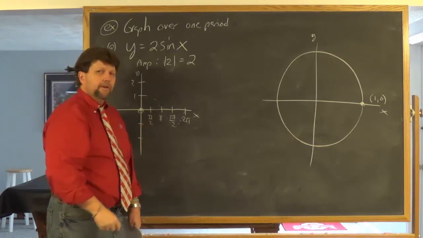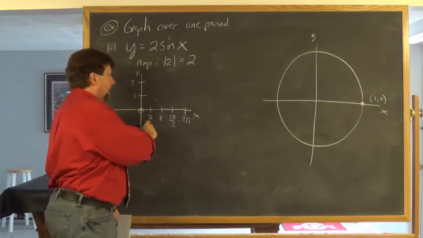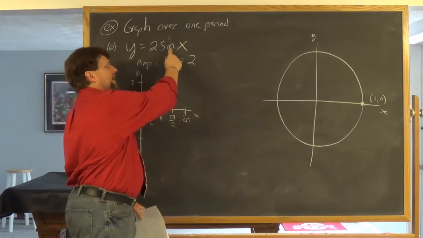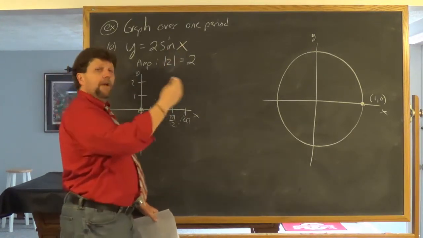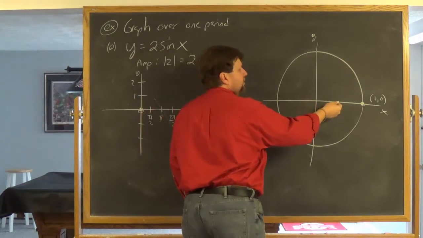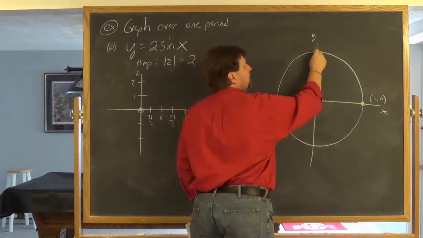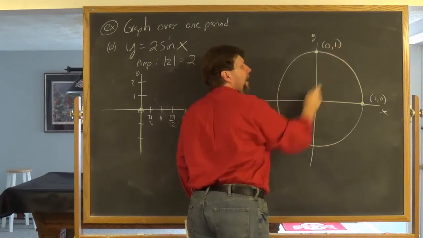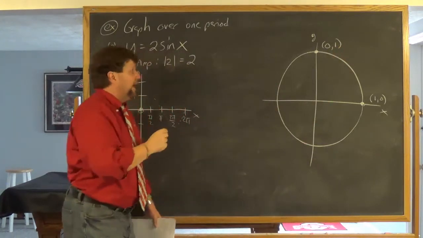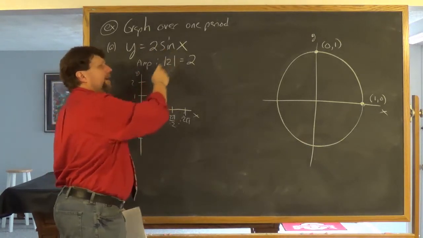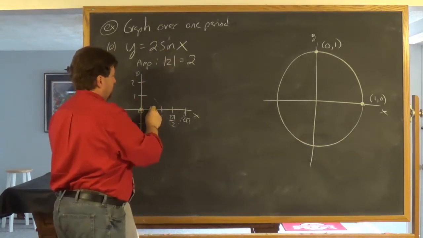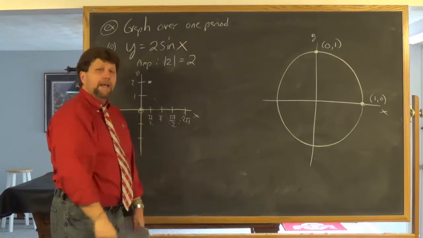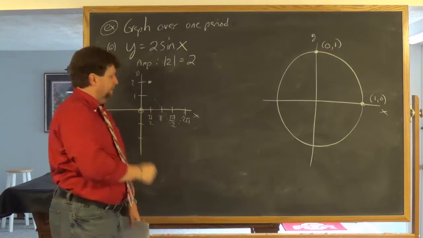Move to pi over 2. If you're plotting points, pi over 2 would come in here for x. So you have to know what is the sine of pi over 2. Well, in the unit circle, pi over 2 terminates right here. The sine of pi over 2 is the y coordinate of that point, which is 1. So 2 times 1 is 2. So that means when x is pi over 2, y is 2.